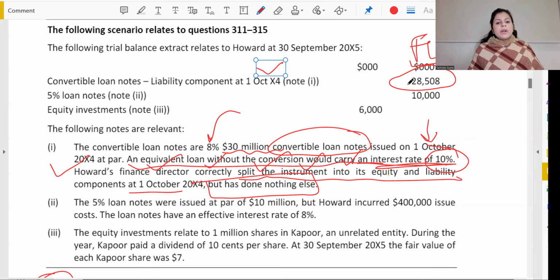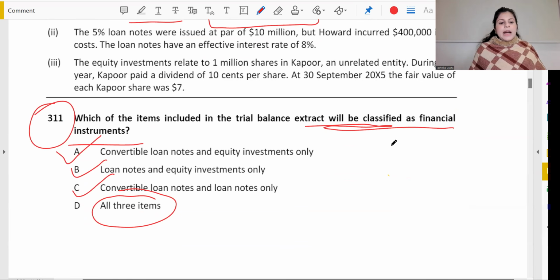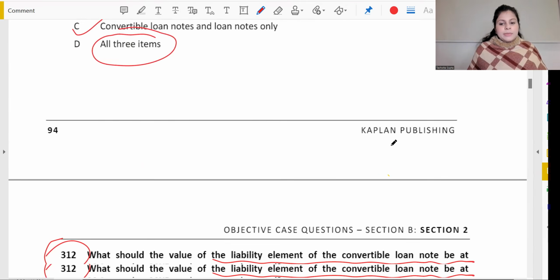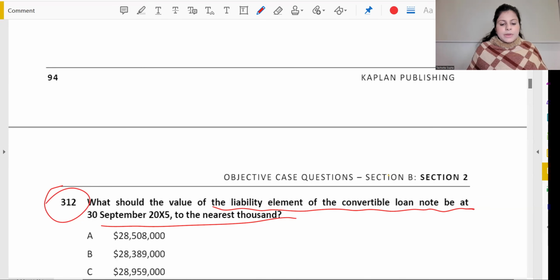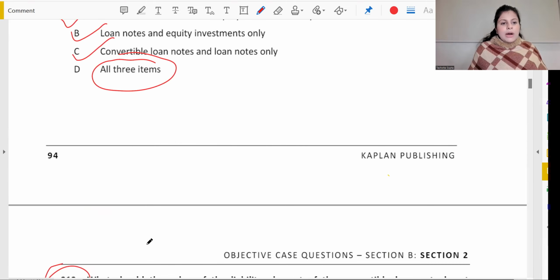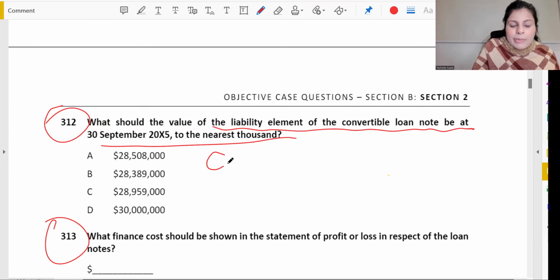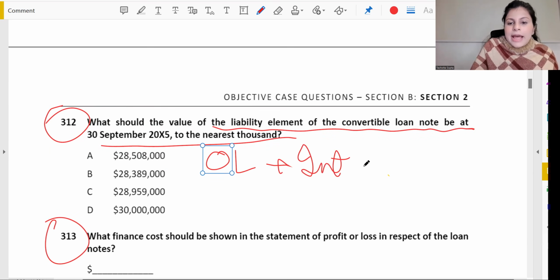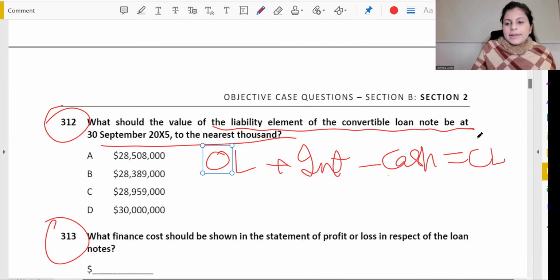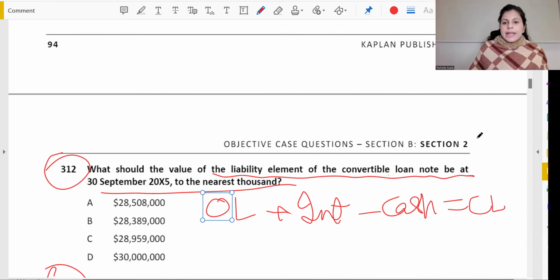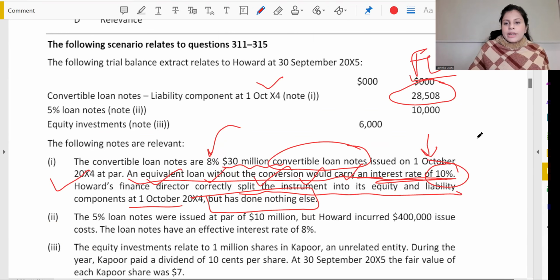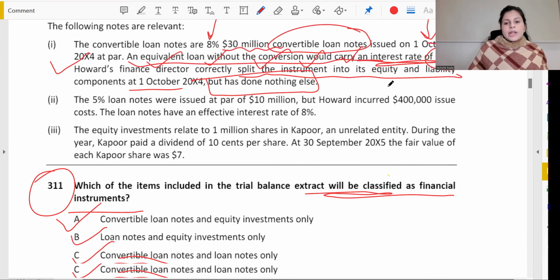What's the subsequent treatment of a financial liability? How do you treat it? Amortized cost. How is your amortized cost table made? The amortized cost table is opening liability plus interest minus cash paid. Cash is paid on the coupon rate, which gives us the closing liability. So the opening liability as per the split accounting which they've already done is 28508.